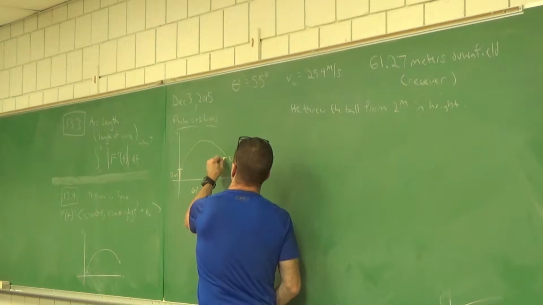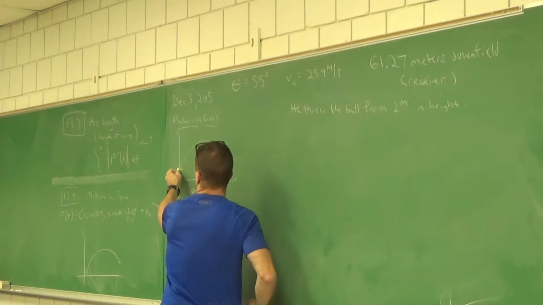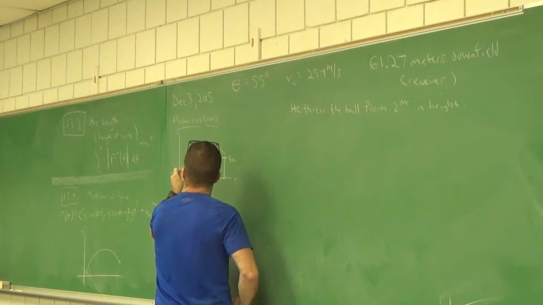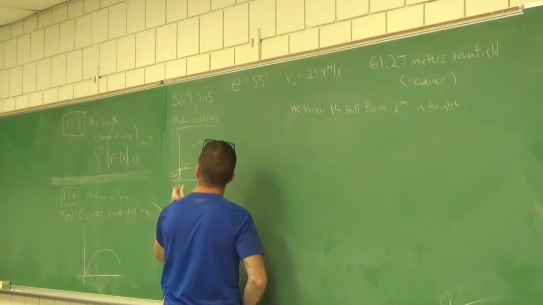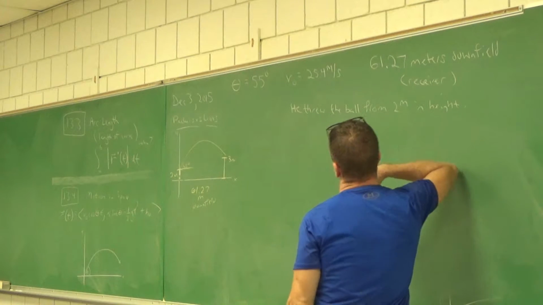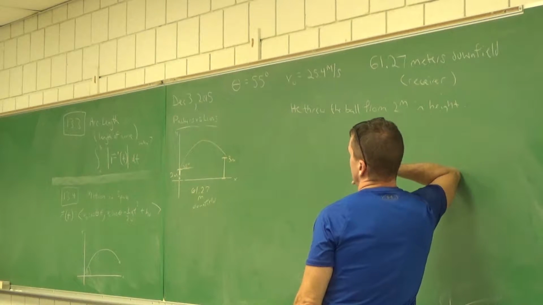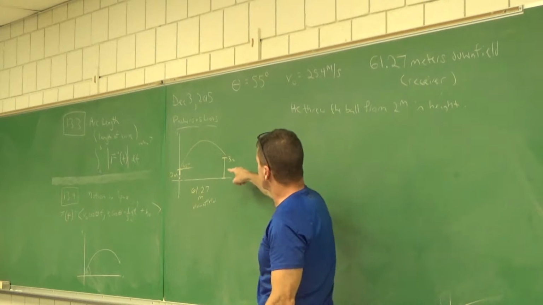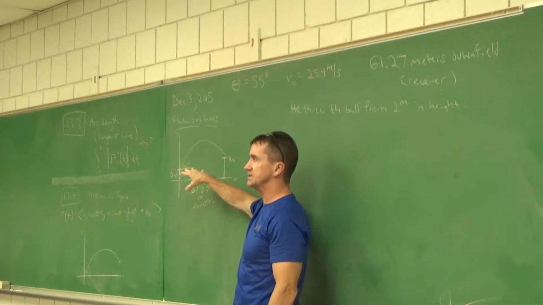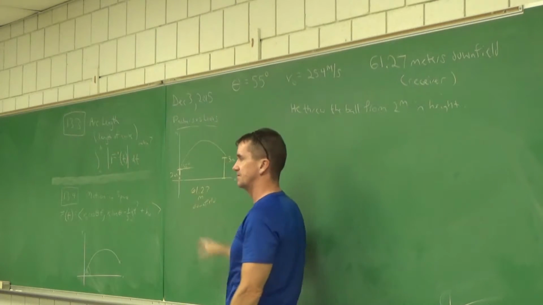All right. Aaron Rodgers is the quarterback, going to launch it from 2 meters. Angle is 55 degrees, angle of elevation. Initial speed, 25.4 meters per second. Last pass of the game. The receiver can catch anything between 0 and 3 meters. So the question is, did he catch the ball? That's what we want to see.